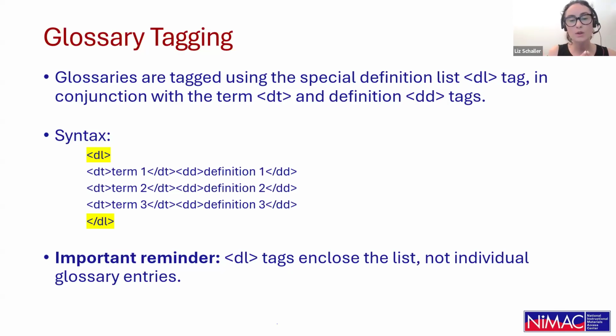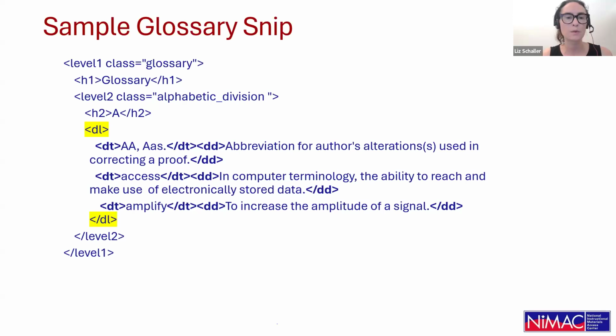Do not use the DL tag to enclose individual glossary entries. It is just to enclose the list or the alphabetic section of the glossary. And then you see the syntax here. Typically you have your term, your DT tags first, followed by your definition, and so on and so forth. On the screen here, you can see a sample glossary snip. As I mentioned, the DL tag is used here to wrap the alphabetic division letter A section of the glossary. And then within that glossary section, you'll have your term followed by your definition, term, definition.